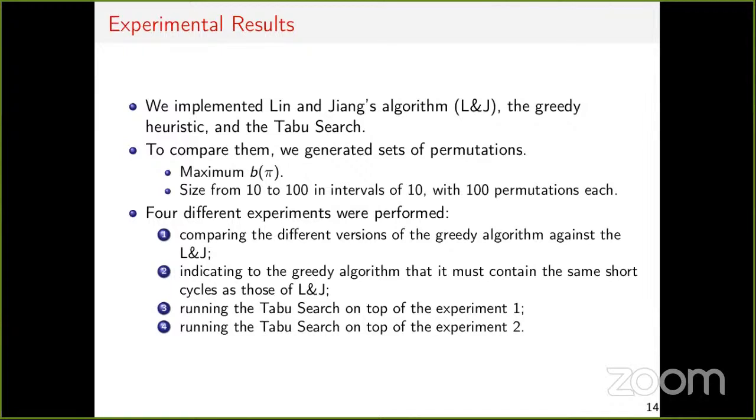In the first one, we compare the different versions of the greedy algorithm against the algorithm of Lin and Jiang. In the second one, we do a similar thing, but we indicate to the greedy algorithm that it must contain the same short cycles as the Lin-Jiang algorithm. The third experiment consists of running the tabu search on top of the first experiment, including the Lin-Jiang algorithm, and the fourth experiment consists of running the tabu search on top of the second experiment.